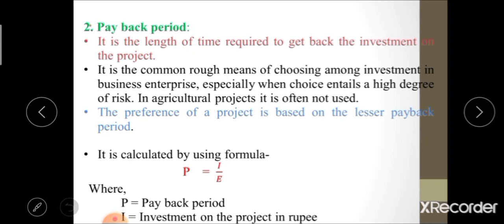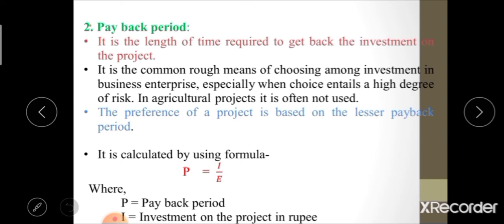That length of time is nothing but the payback period. And this payback period is the common and rough means of choosing among the investments in the business enterprise. Under this payback period, the preference of project should be based on lesser payback period. That means the project having lesser payback period will be selected for further implementation.